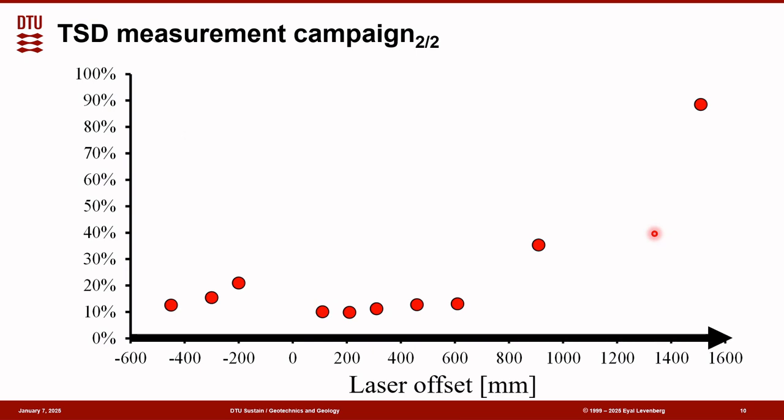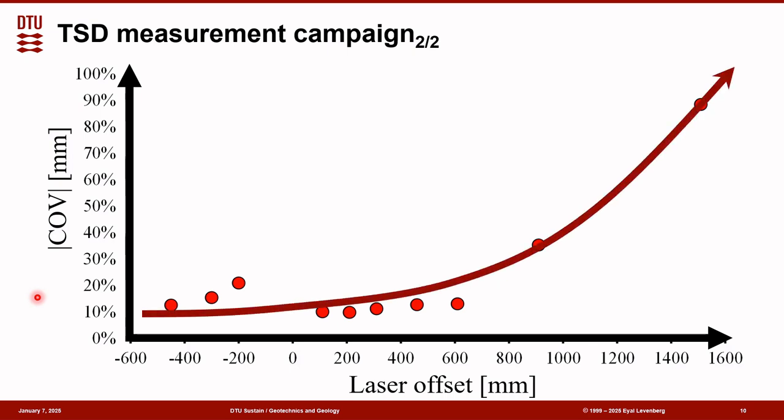If we look at the same laser offsets, but now we look at the coefficient of variation in absolute terms, it is quite clear that as we look at laser offsets that are further away from the rear axle, there is an increase in the coefficient of variation in absolute terms.